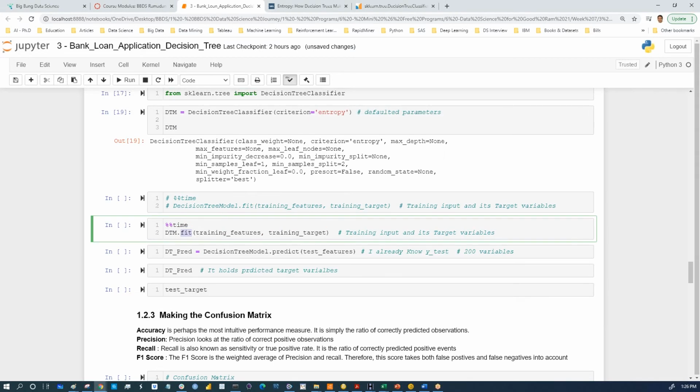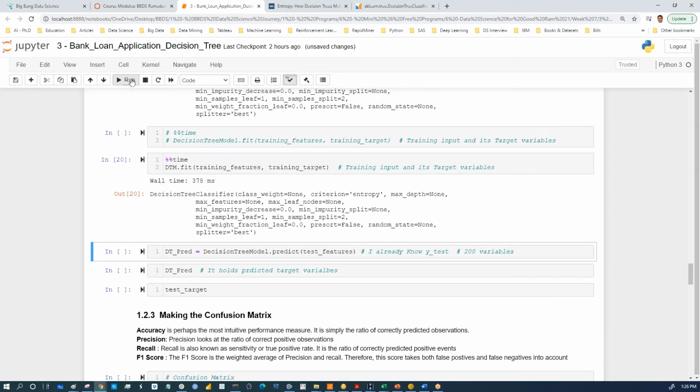So let's fit. We learned something now, and it's 378 milliseconds. That is the speed. It's very fast. So we learned something. What's next? Test. We're gonna test it on the 20% X. So we are gonna test DTM.